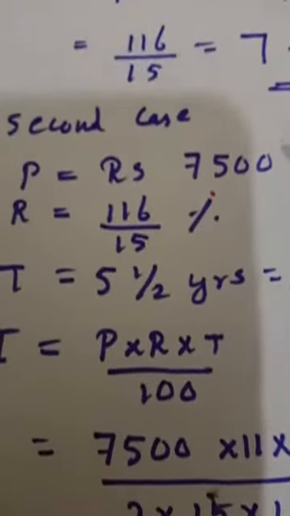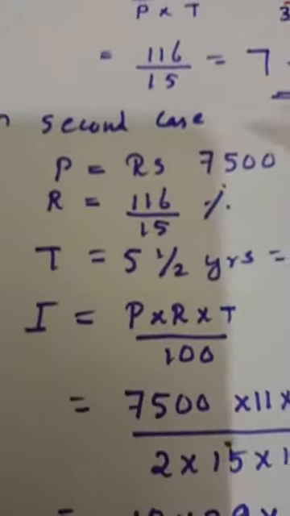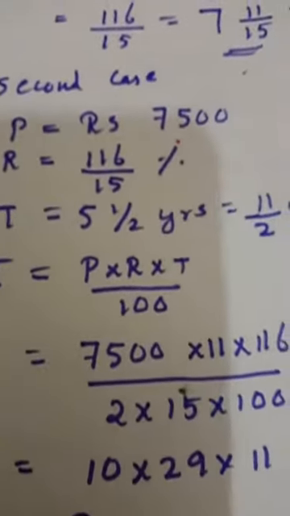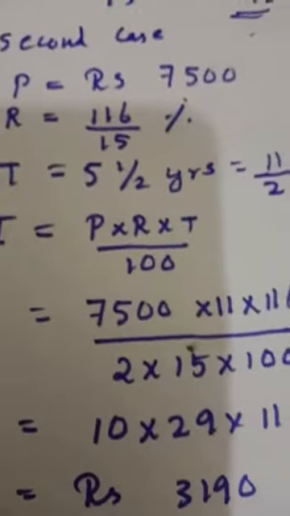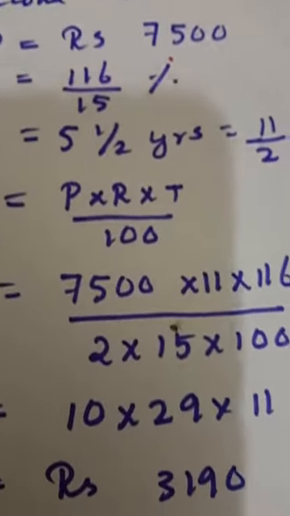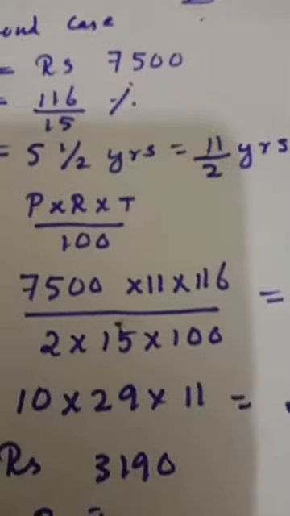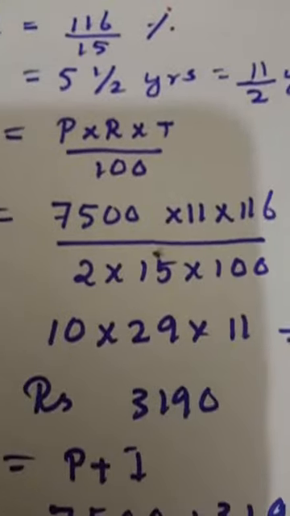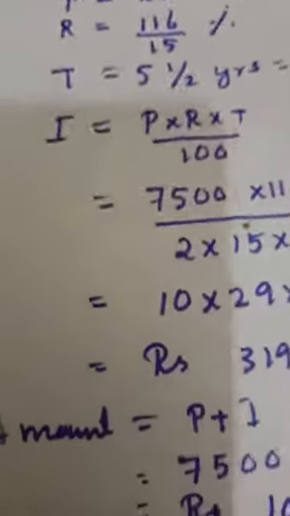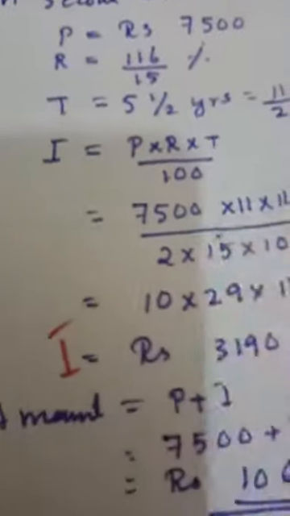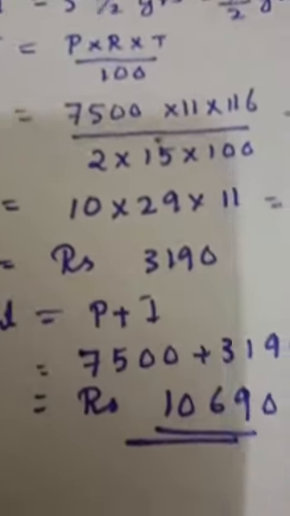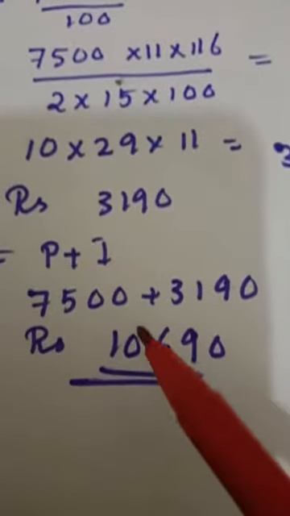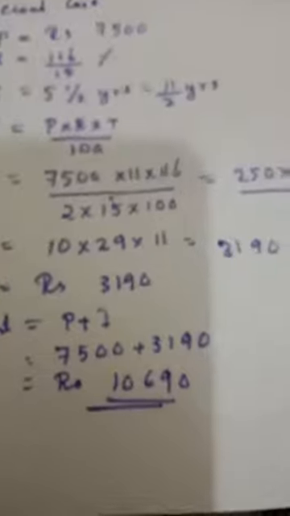So principal is 7,500. Rate of interest, the same rate, that is 11 and 6 by 15 percentage. Time period 5.5 years. So interest we can apply the direct formula PRT by 100. So 7,500 into 11 into 116 by 2 into 15 into 100. After cancellation it is 3190. Interest is equal to 3190. So amount is principal plus interest. 7,500 plus 3,190 is 10,690. Okay.